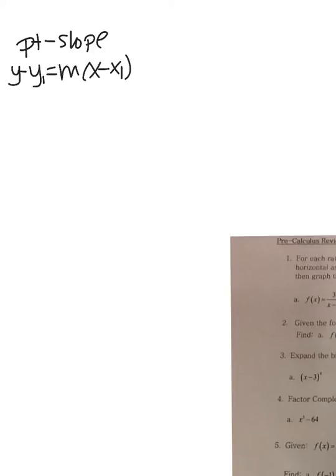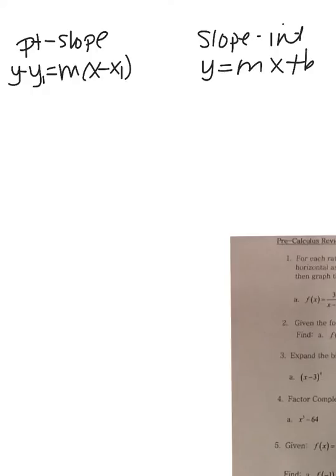All right, so first of all, let me write down what the two equations are. So point-slope, that's y minus y1 equals the slope times x minus x1. Slope-intercept, that's y equals mx plus b, right? Because you have your slope and your y-intercept.